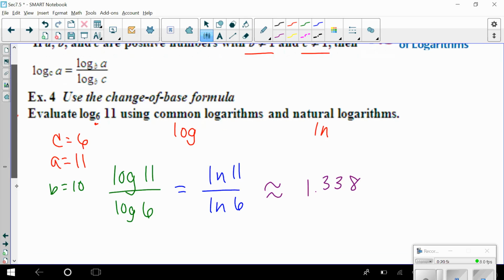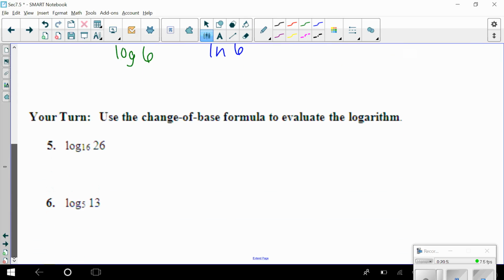So try these next two examples on your own. So you're using the change of base formula. You can pause the video while you work and unpause for the solution.